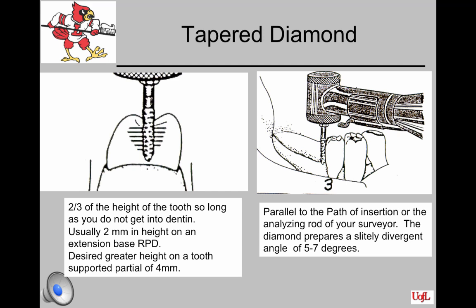The guide plate is prepared with a tapered diamond burr that is angled parallel to the path of insertion. It creates a surface that is relatively parallel to the path of insertion with a slight degree of taper of about 5 to 7 degrees. It is not positioned parallel to the tooth surface, as that can result in no change to the survey line at all.